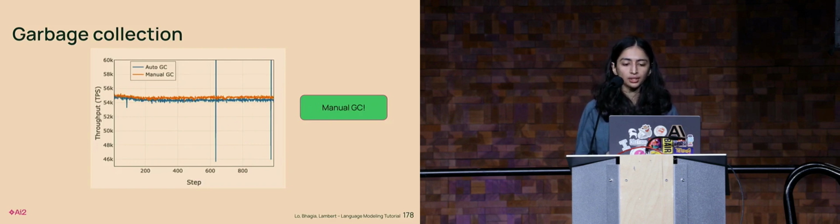So the solution here is to run garbage collection manually by triggering it at the same time on each process. This, as you can see, keeps the throughput steady and reduces variability.